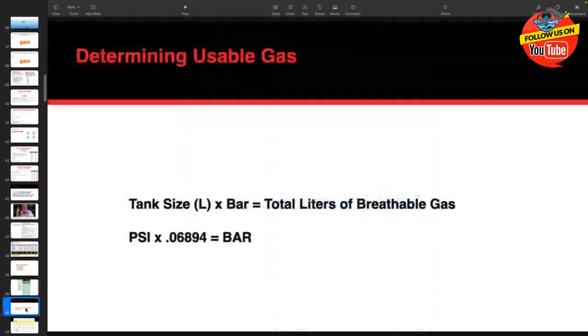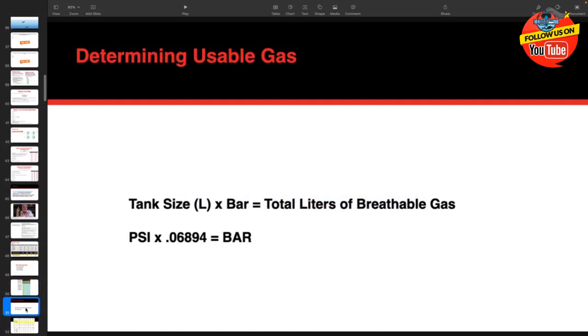So let's figure out how we can figure out what the usable gas is. And one of the things I want you guys to start thinking is metric. It's going to make your life so much easier. Now, how we do this is really simple. First off, we have to know what the tank size is in liters and what our bar is. If we multiply those two out, it'll give us the total liters of breathable gas. Now, to convert PSI to bar is 0.06894. It's a number, if it were me, and it was me, I would memorize it, and this would be one of the numbers I would tattoo on my wrist.